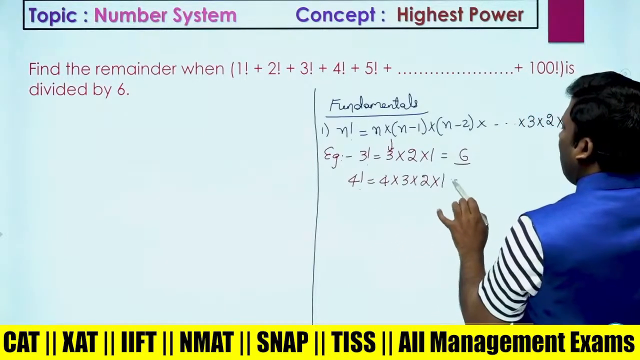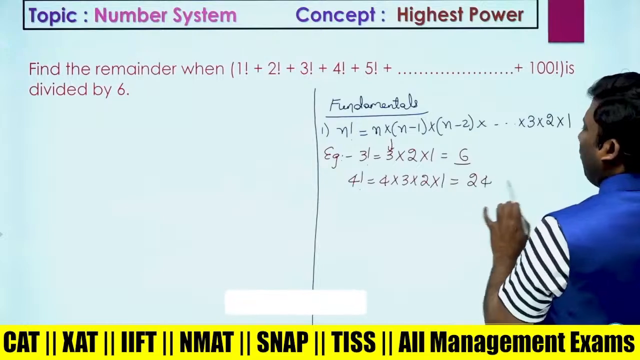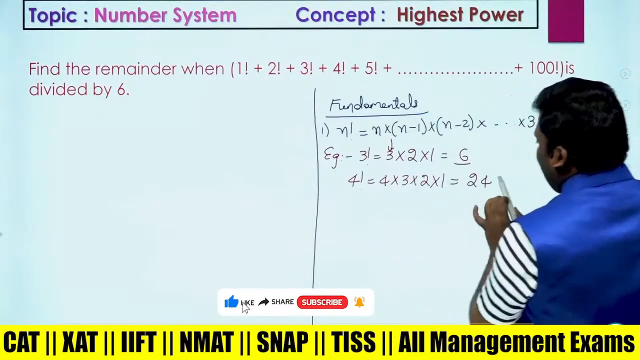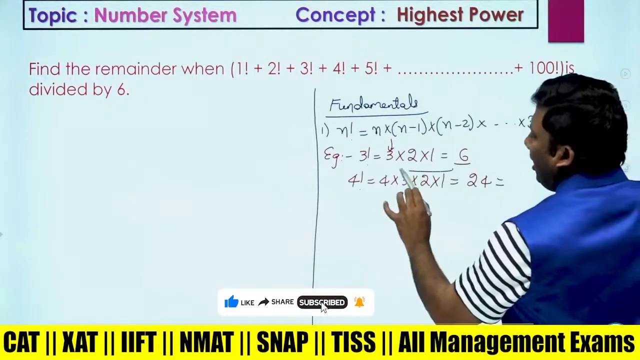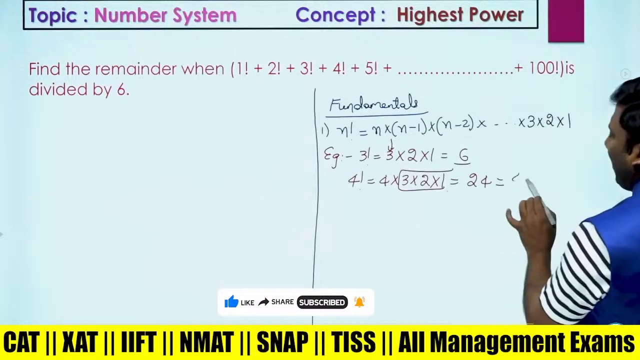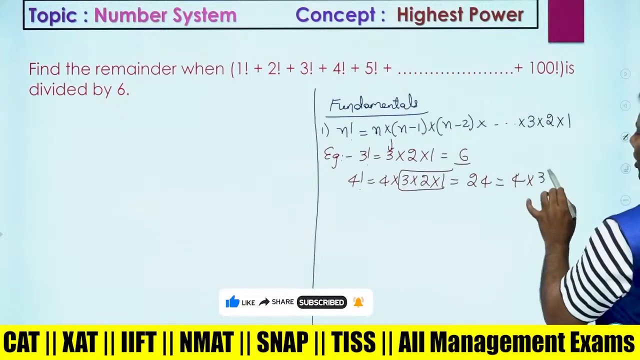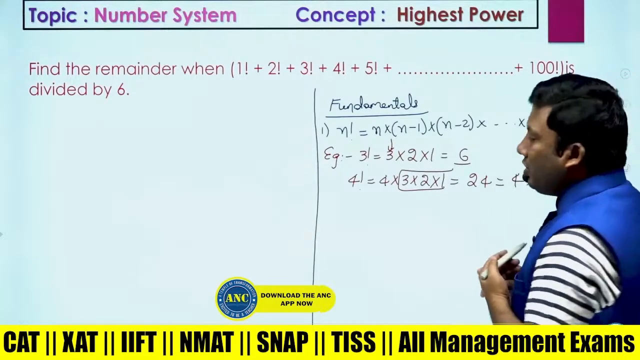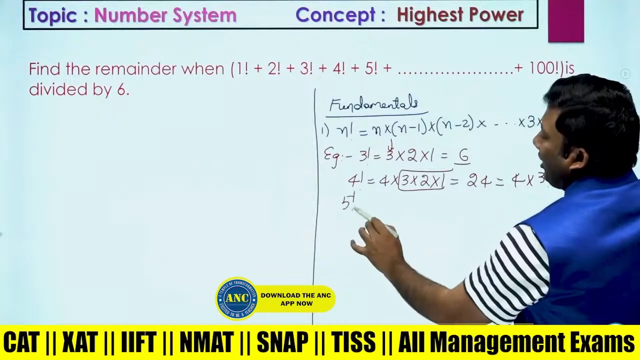3 into 2 into 1, 6. 6 4s are 24. Now see here, 4 factorial: these 3 into 2 into 1 is 3 factorial. So it is 4 into 3 factorial.